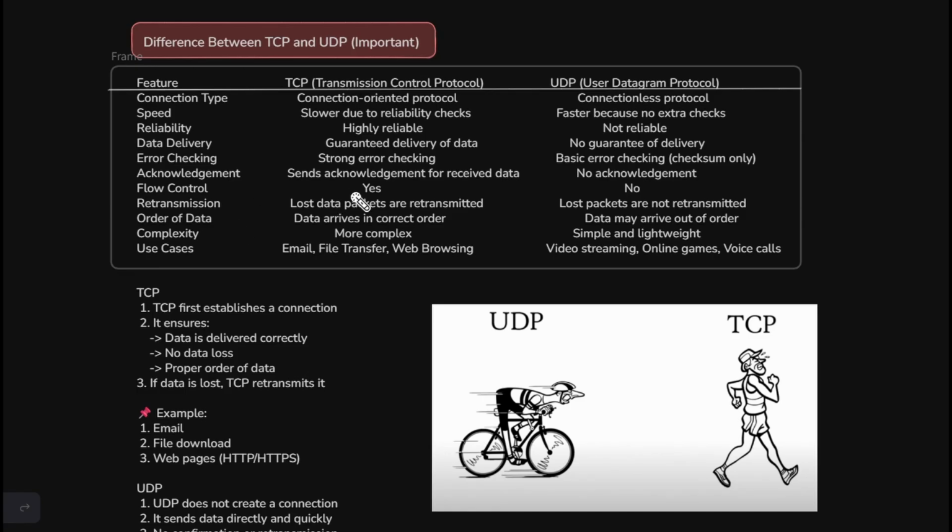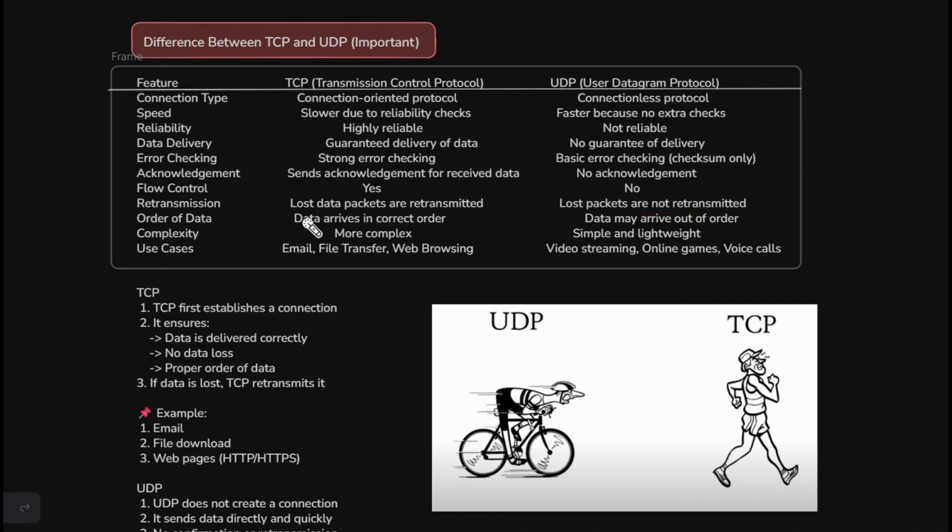Flow control. TCP supports flow control, which controls the speed of the data. Flow control means it controls the speed of the data transmission, whereas UDP does not support flow control. Next is retransmission. If data is lost, TCP retransmits the lost packets. In TCP, lost packets are retransmitted, but in UDP, it does not retransmit the lost packets.